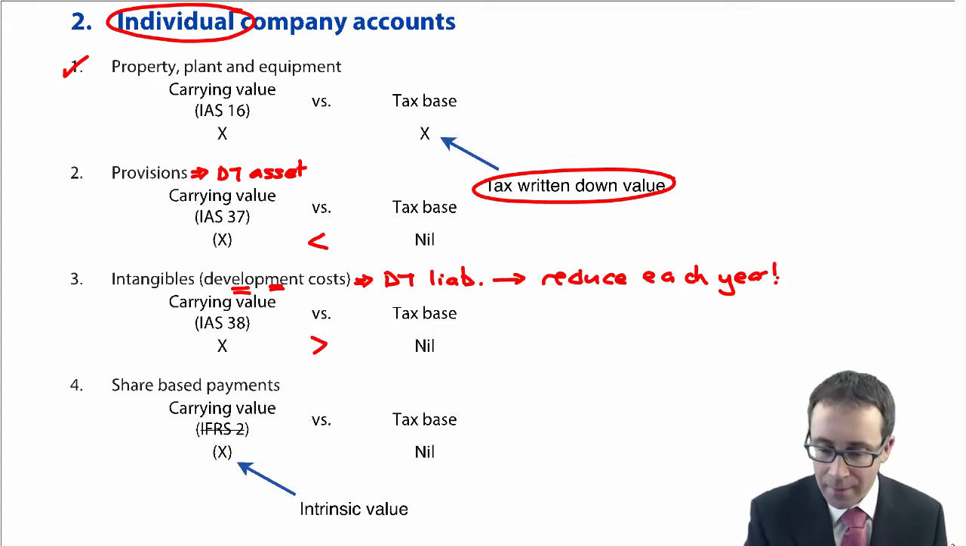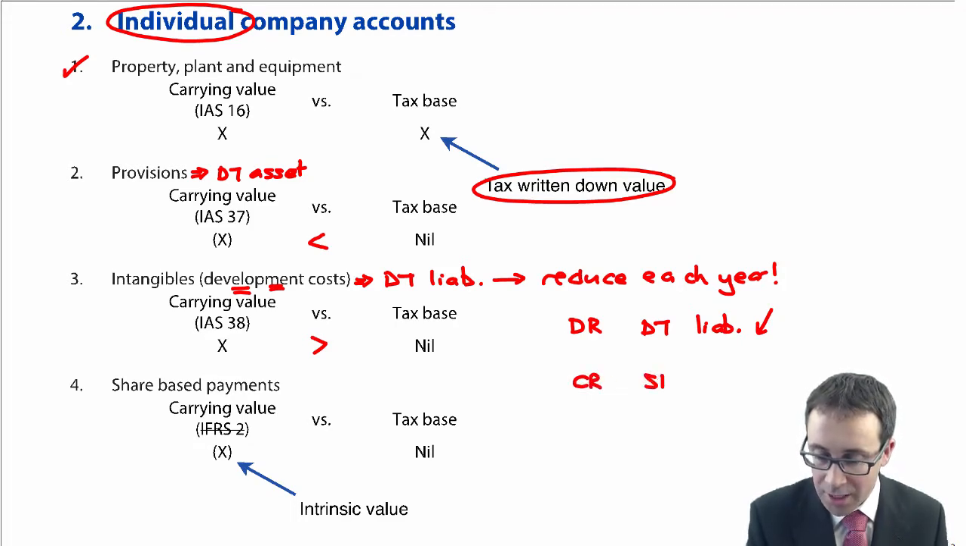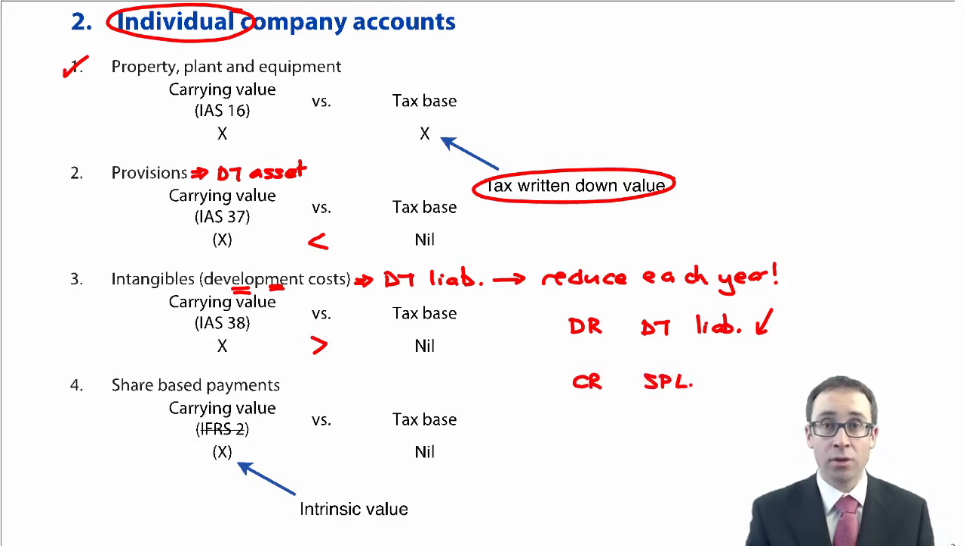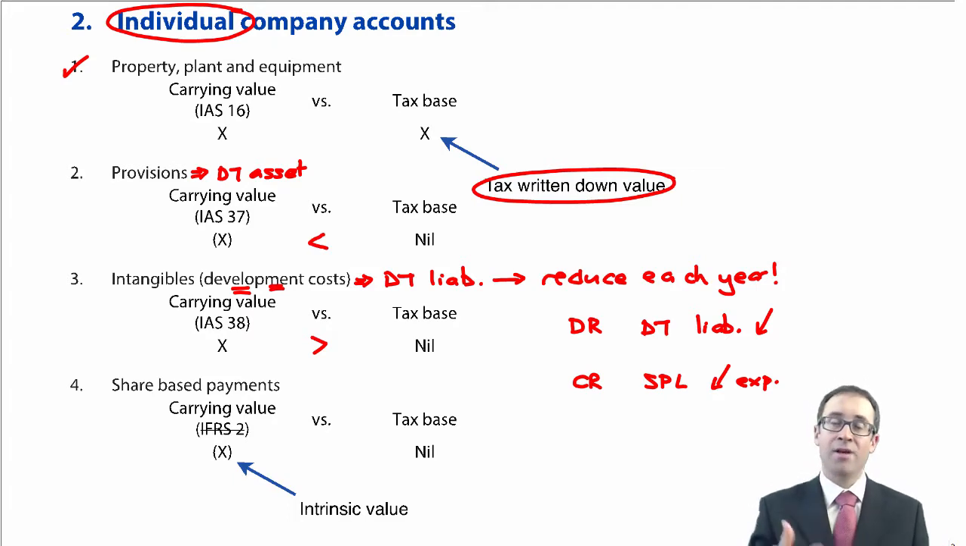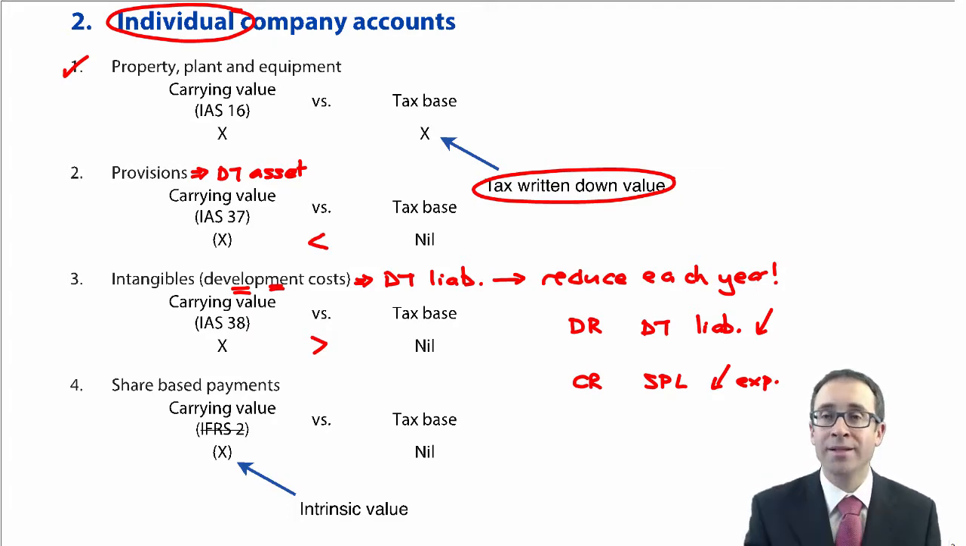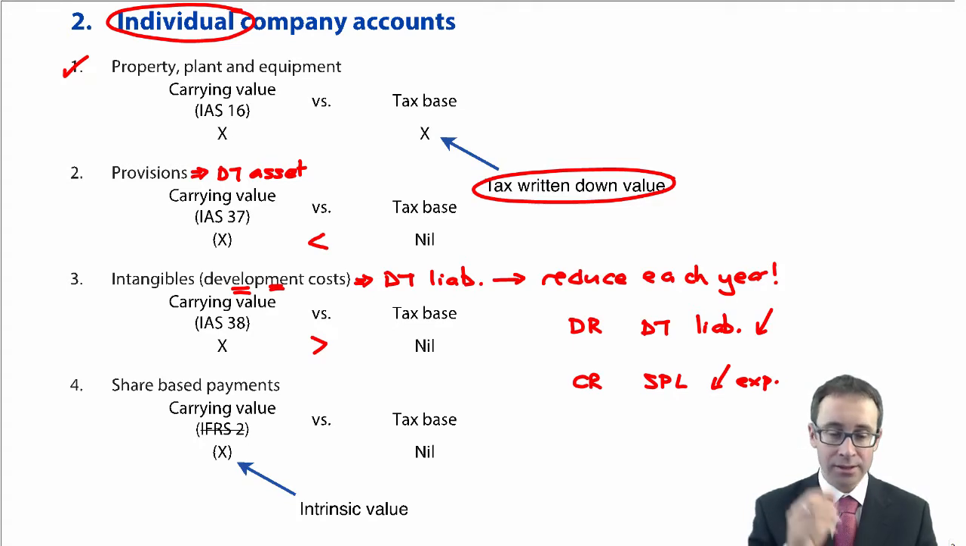So what tends to happen there when you look at the movement is that you debit your deferred tax liability as you're reducing the liability, and you credit your tax expense in the statement of profit or loss, which ultimately means that you reduce the expense. So be very, very careful. Although it gives rise to a liability, it's a liability that reduces, and as the liability reduces, we have a reduction in the expense. Okay, excellent.